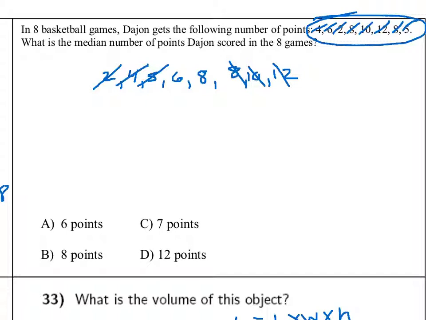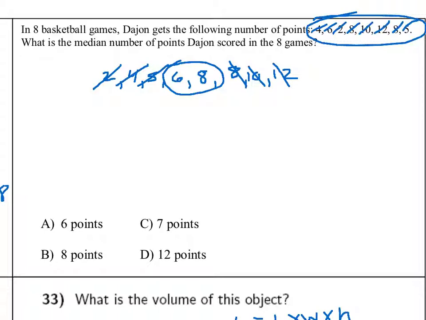Now, sometimes we have a median that's just a singular number. Sometimes we have what is called a split median. We have to have the same number of crossouts on both sides. So I can't do any more crossouts without crossing out all of the numbers. So this is what we call a split median. We're split between 6 and 8.